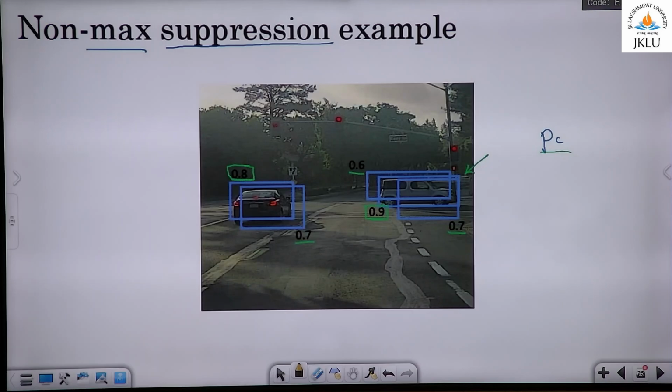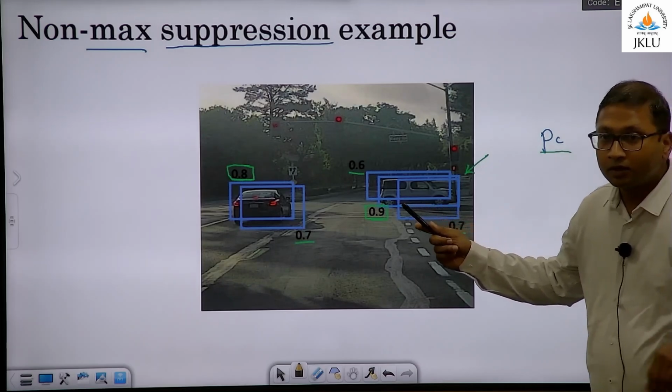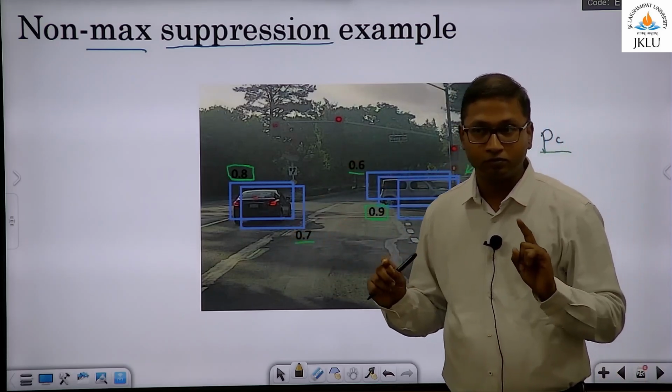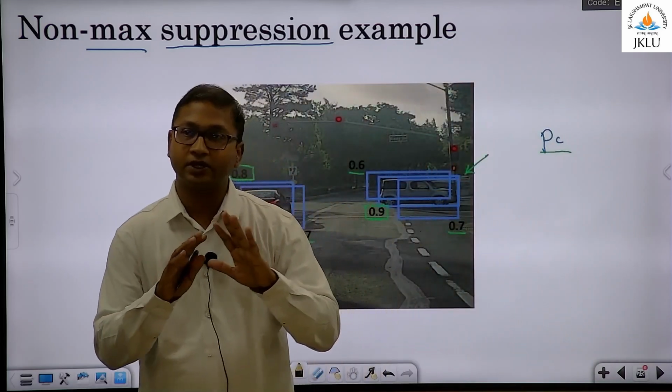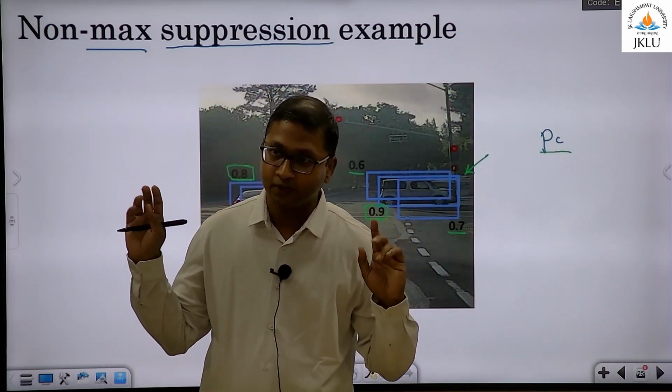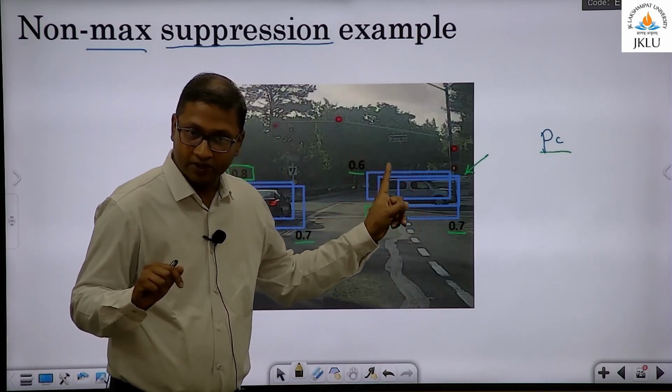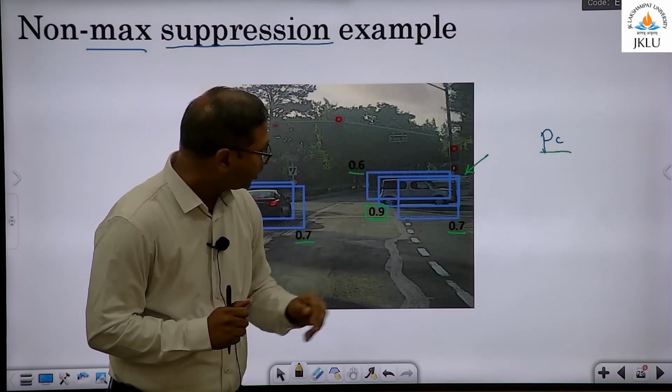Take IOU greater than 0.5. Sorry? IOU where is 0.5 written. Right. So now we talked about IOU. So in this case they have kept the threshold 0.5. Now, I have these 3, let's talk about these 3 bounding boxes.